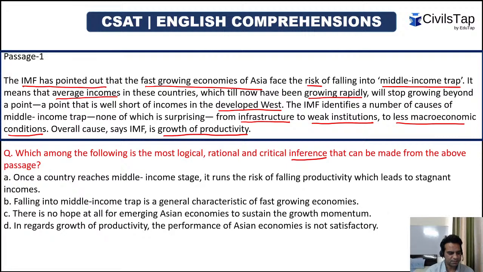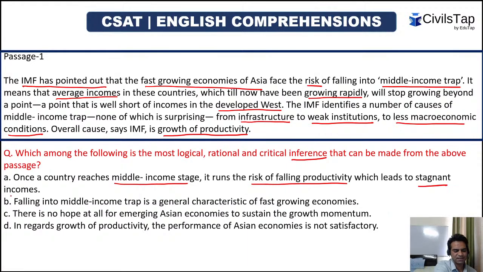So now let's read the options and try to analyze what can be eliminated. Guys, we have understood the passage, everyone has read it. Option number 1: once a country reaches the middle income stage, it runs the risk of falling productivity, which leads to stagnant incomes.